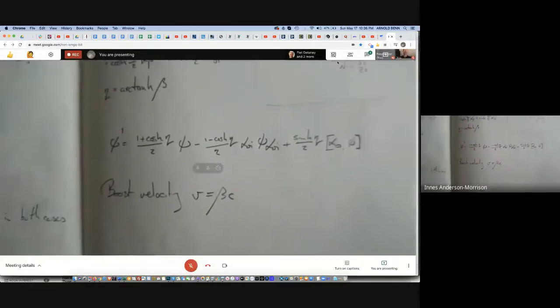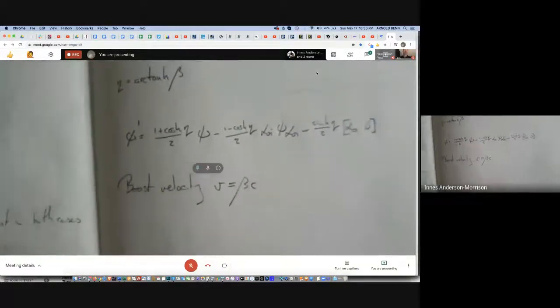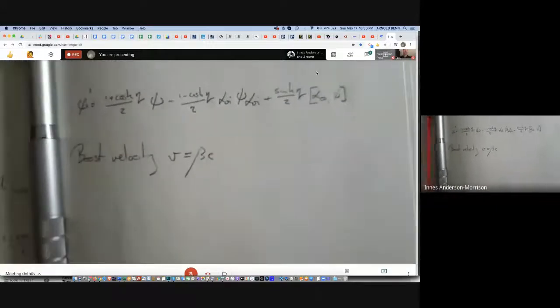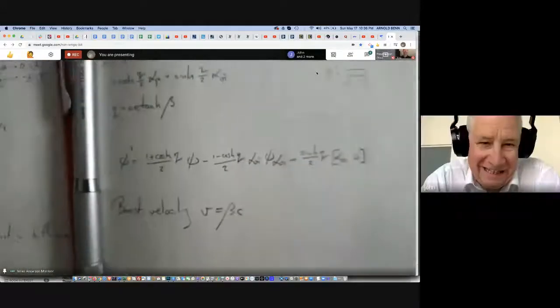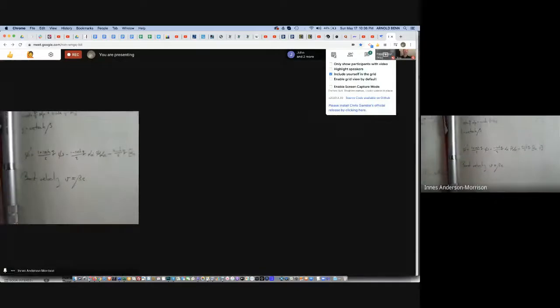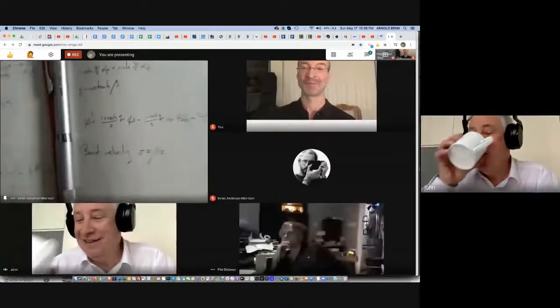I just like that Lorentz boosts and rotations end up with almost the same mathematical form, which is kind of fun. As they should. Yeah, which is good. They just sort of pop out as a thing.